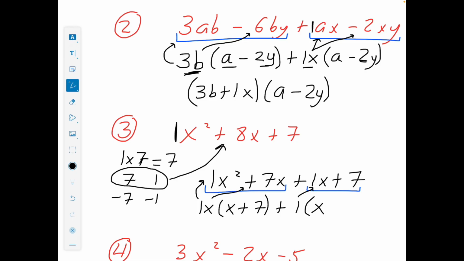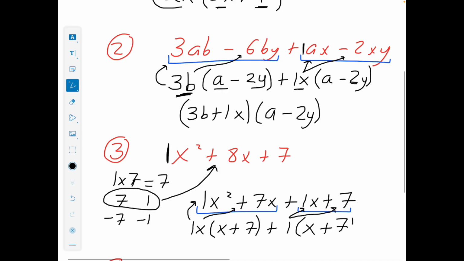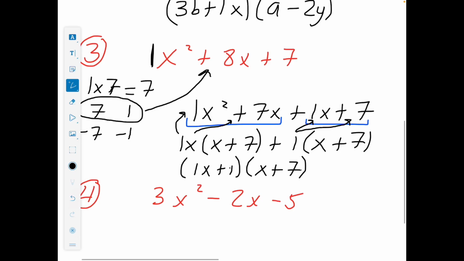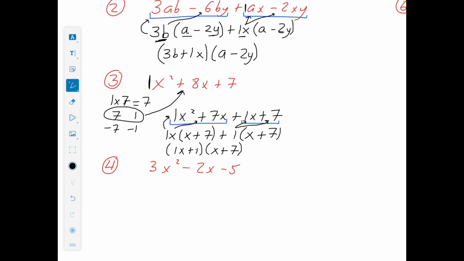Okay, same thing here now. Biggest number that will divide into 1 and 7 would be 1. No letter in common. We have 1, but we want to make 1x. So you'd multiply by 1x, sorry. And then you have 1 and you want to make 7, so you'd multiply by 7. We see their brackets are the same, so we know we're correct. So just to finish up then, it'll be 1x plus 1 and x plus 7 as our final answer. Make sure you don't forget that final answer.